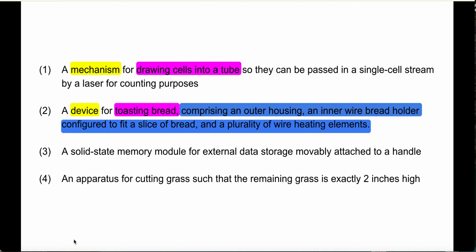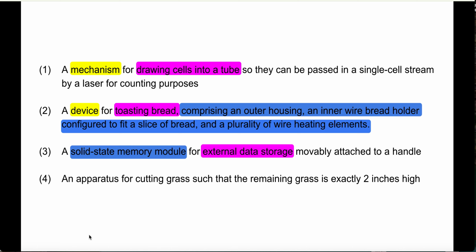Let's look at number 3. Number 3 is a little different from the first two. It does not use one of those nonce terms, which gives a presumption that it does not invoke 112F. Let's take a look at it to be sure. So number 3 does include some functional language. It tells us that this solid-state memory module is for external data storage.